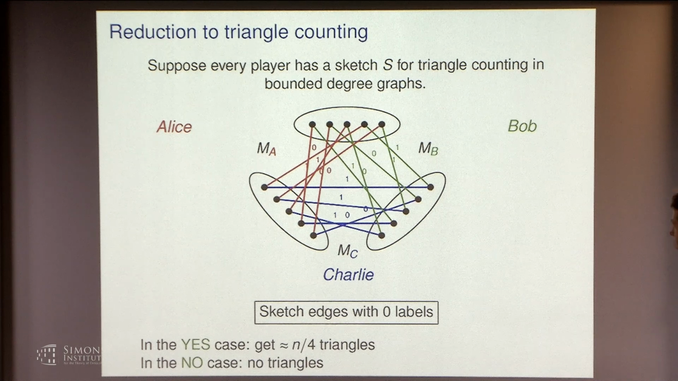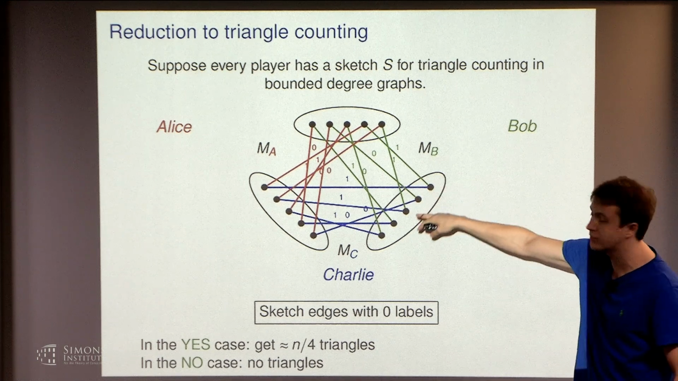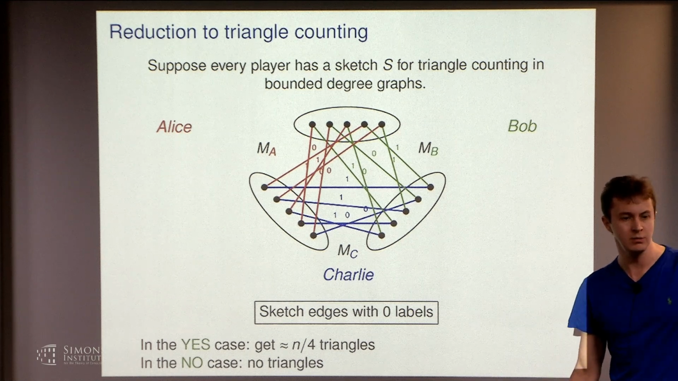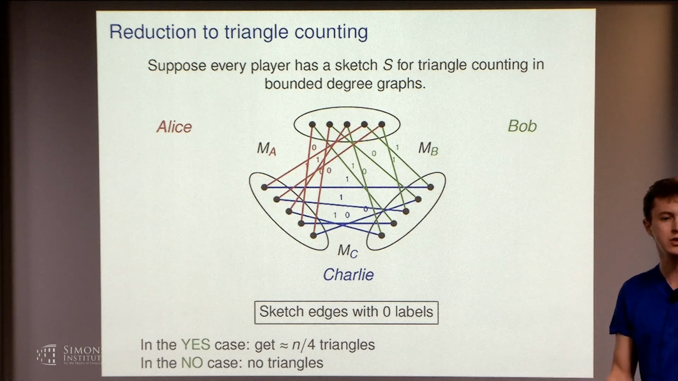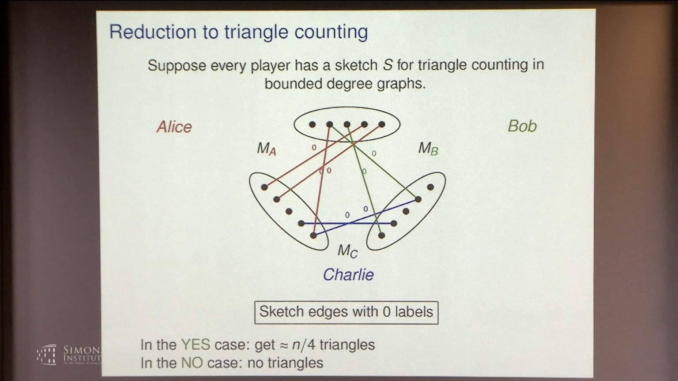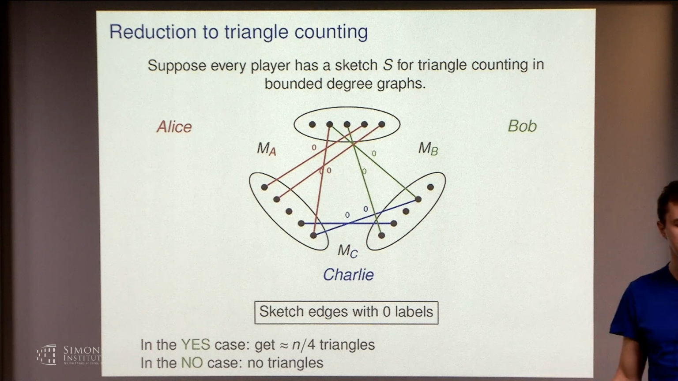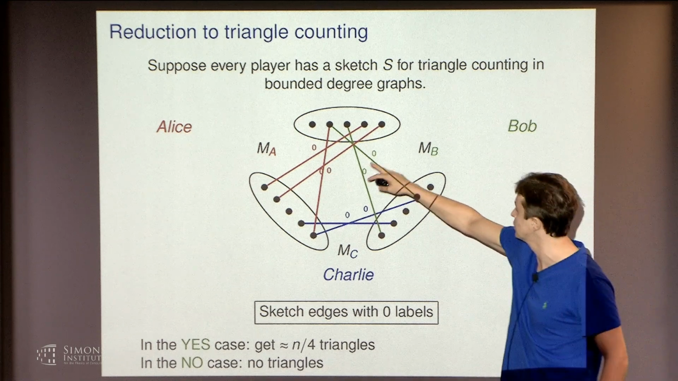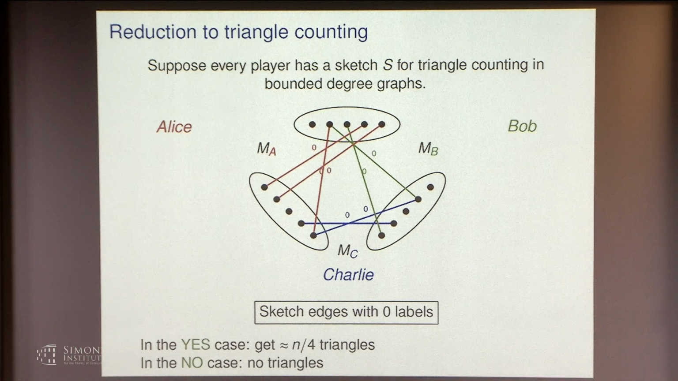Here's the reduction. Suppose that Alice, Bob, and Charlie have a sketching algorithm for triangle counting. Then as soon as they receive their matchings, they look at the edges that have zeros written on them and sketch these edges and send the sketch to the referee. The referee combines the sketches and checks whether or not the corresponding graph had a large number of triangles. If we were in the yes case, then we'll get about n by 4 triangles. Why? Because in the yes case, over every triangle, the bits were random, subject to XORing to 0. So with probability a quarter, we will actually see 0, 0, 0. So the corresponding graph will be a union of triangles and single edges. So we have a linear number of triangles in the yes case.